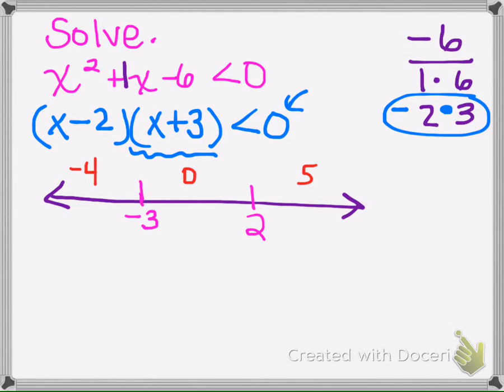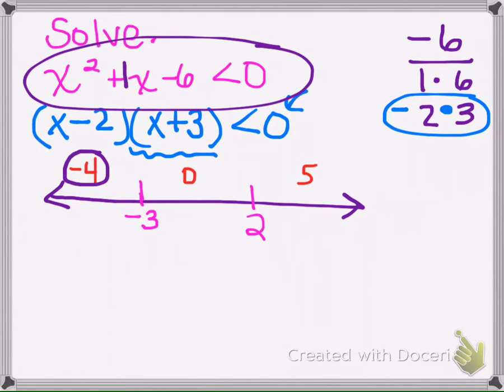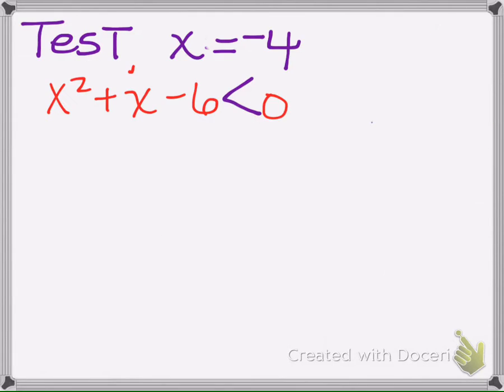If I plug in numbers in those parts of the graph, the -4, the 0, the 5, if I plug it back into the original problem and it works, then I know to shade that area. So let's go ahead and do that. Let's begin, and let's check if numbers on the left side of -3, so smaller than -3, would work. So I'm going to use an example. A number less than -3 would be like -4. So I'm going to test if -4 would work in the original inequality. So I'm going to plug in a -4.